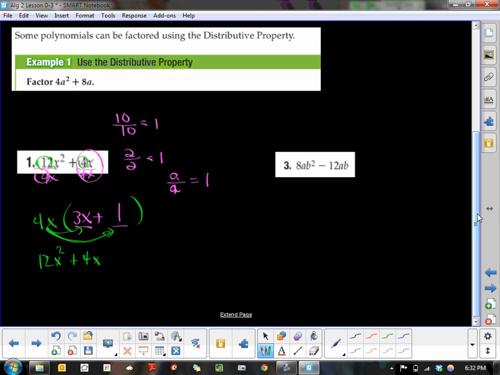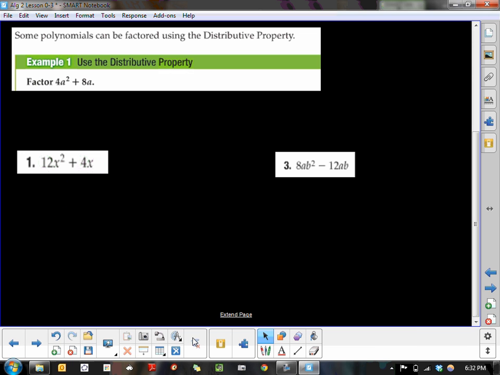Okay, so again, here's what we're doing. We're working with monomial factorizations. Our final factorization, it looks more complex. I've got an 8 and a 12, and I've got an a and a b squared and a b. So I'm looking for the number that goes into 8 and 12 evenly, or another way of looking at it is your greatest common factor. What is the largest common factor in 8 and 12? And the largest number that goes into both 8 and 12 is 4. So I'm going to factor out 4.